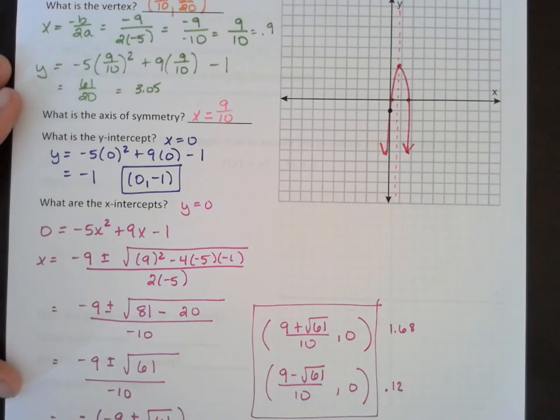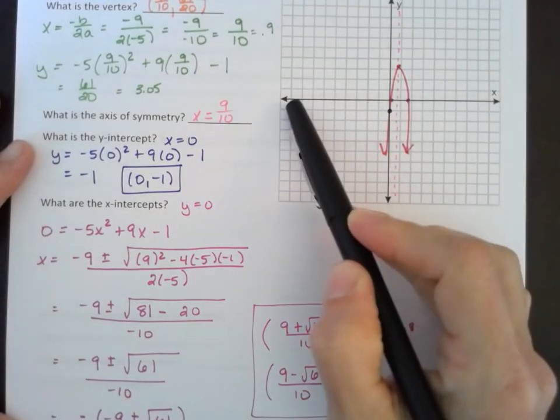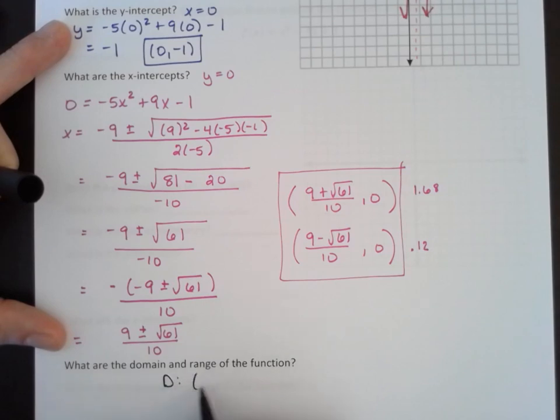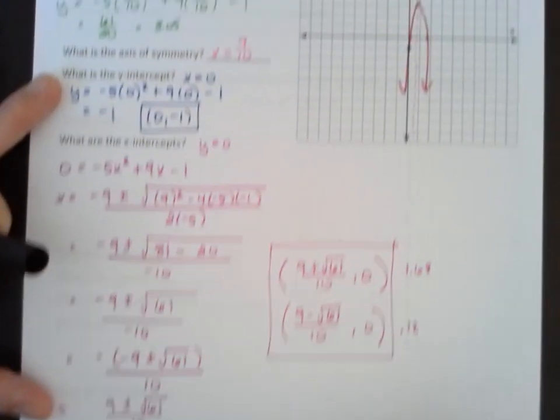Well, remember, for quadratic functions, the domain is going to be everything because it goes forever to the left and forever to the right. So the domain is all real numbers, or negative infinity to infinity.